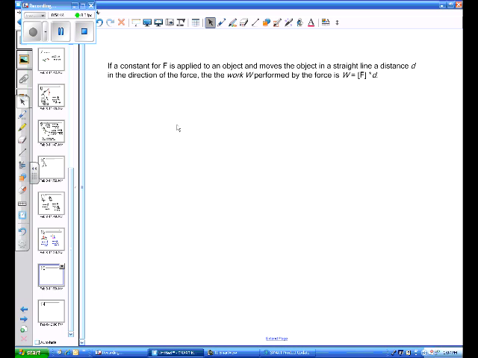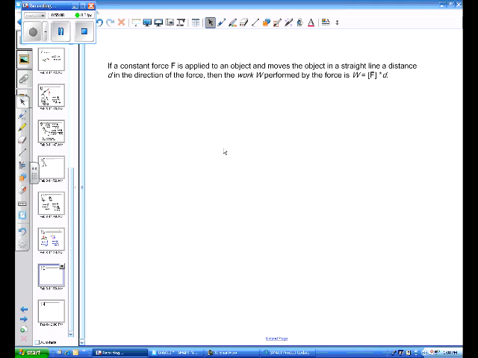It says if a constant force F is applied to an object and moves the object in a straight line a distance d in the direction of the force, then the work W performed by the force is work equals force times distance. Okay, this is our definition for work. And notice you can apply a force on something, but if it doesn't move any distance, then there's no work done. And so work is the force that we're using times the distance that it's drawn.